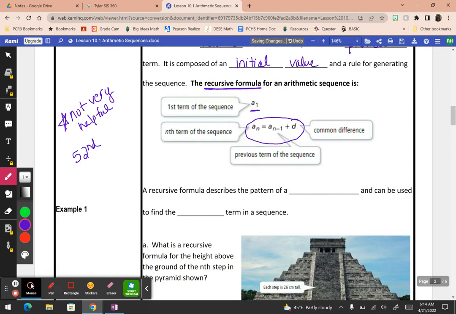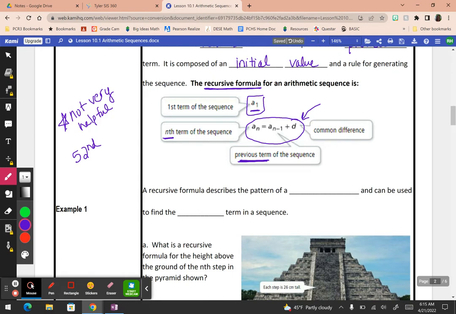We have to have two things for all of our formulas, which is the first term in the sequence. And then that common difference that we talked about. What are they adding or subtracting by every single time? Then for this one, since it's not very helpful, you also have to have the previous term. So like I said, if you want the 52nd term, you have to have the 51st term. And n would be whatever term we're looking for.